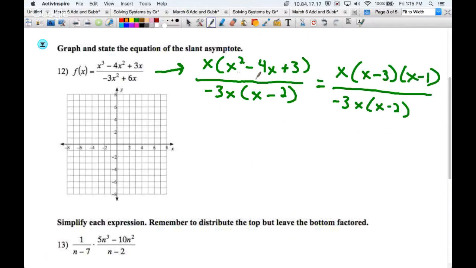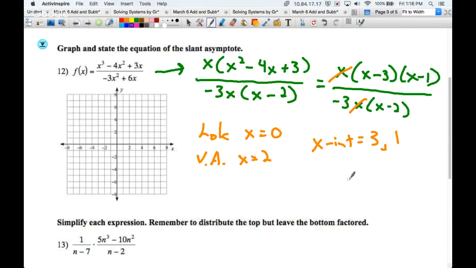So let's list off what we can tell. The x's are going to cancel, so we're going to have a hole at x equals 0. This one doesn't cancel, so we'll have a vertical asymptote at x equals 2. The values that make the top equal to 0 will be x-intercepts, so x-intercepts at 3 and 1. And let's get the equation of that slant asymptote now.